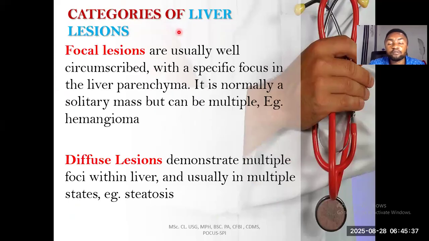So categories of the liver lesions, as I said, focal and diffuse. Focal lesions are usually well circumscribed. You see them nicely demarcated with a specific focus in the liver parenchyma. It is normally a solitary mass. That means one mass, but can be multiple. Example, hemangioma. Hemangioma is a benign lesion. It's a focal lesion. You see it mostly only one, solitary. It doesn't mean that you cannot see two. You can see two, but still focal because it doesn't present in a diffuse pattern.